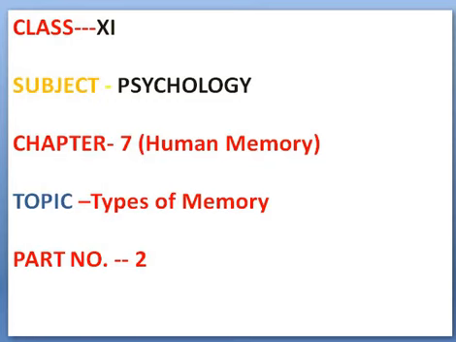Today we will discuss the topic types of memory in human memory, chapter 7. According to the stage model that we discussed in the previous lecture, there are three memory systems: sensory memory, short-term memory and long-term memory. So let's discuss all this in detail.